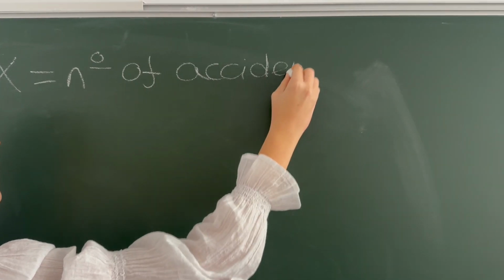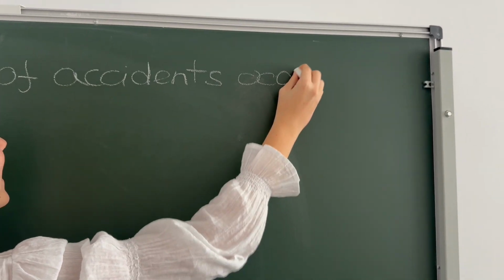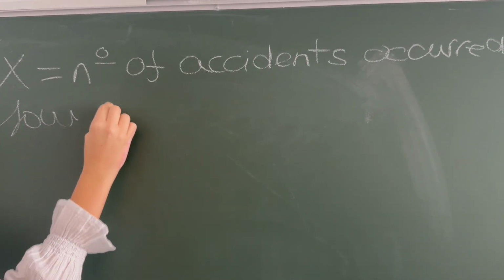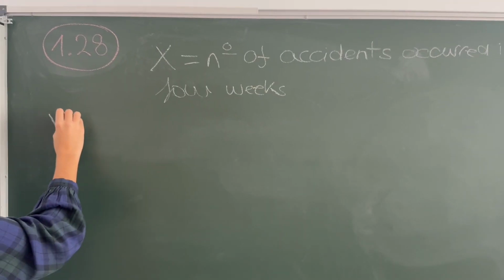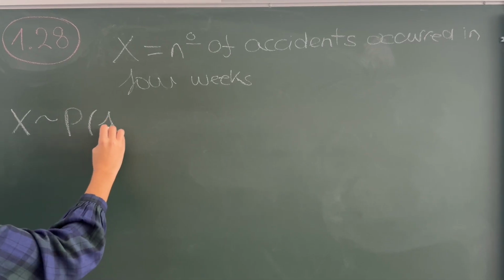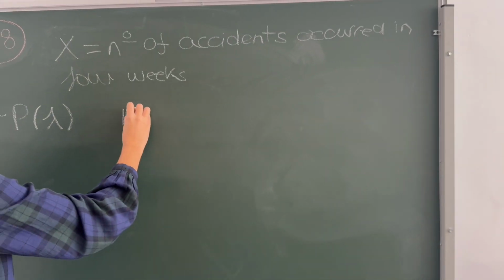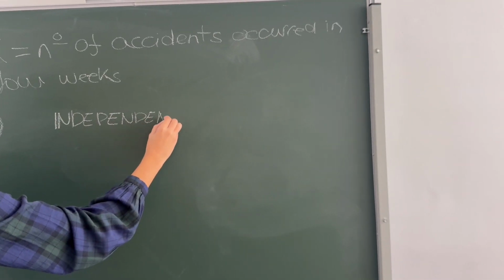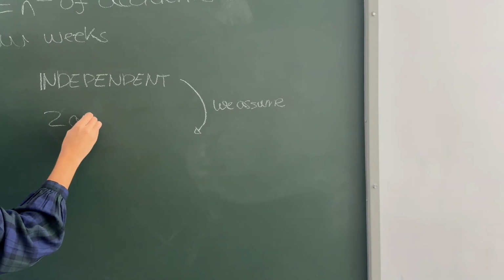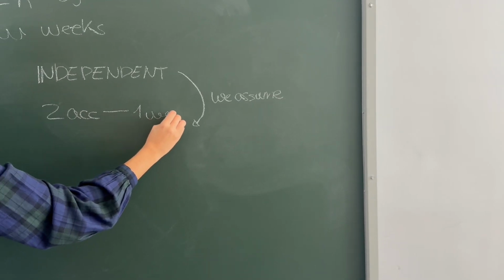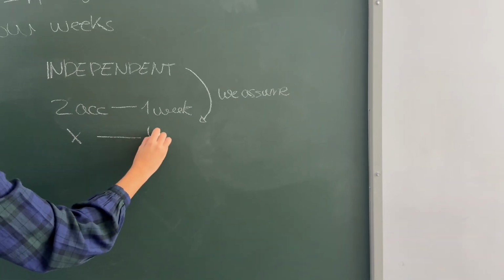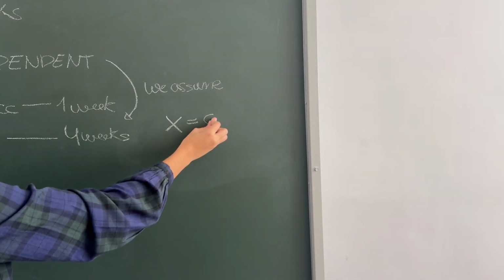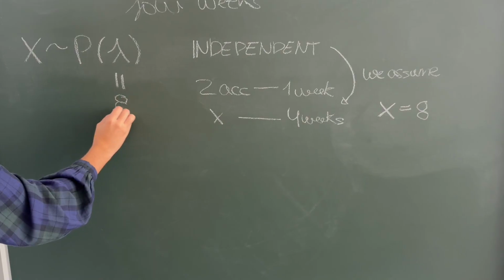The first thing we have to do is describe the random variable. In this case, it is the number of accidents that occurred in 4 weeks. As the exercise tells us, it follows a Poisson distribution with parameter lambda. In order to find this parameter, we have to assume that the numbers of accidents that occur from one week to another are independent. And now we can do a rule of 3. If 2 accidents happen on average during a week, how many accidents will occur in 4 weeks? Doing that, we get that x is equal to 8, and this will be the parameter lambda.